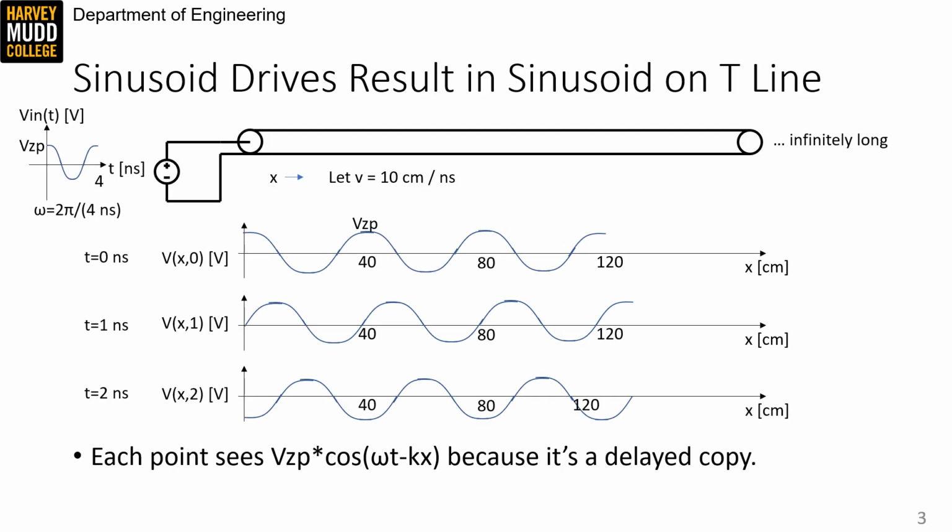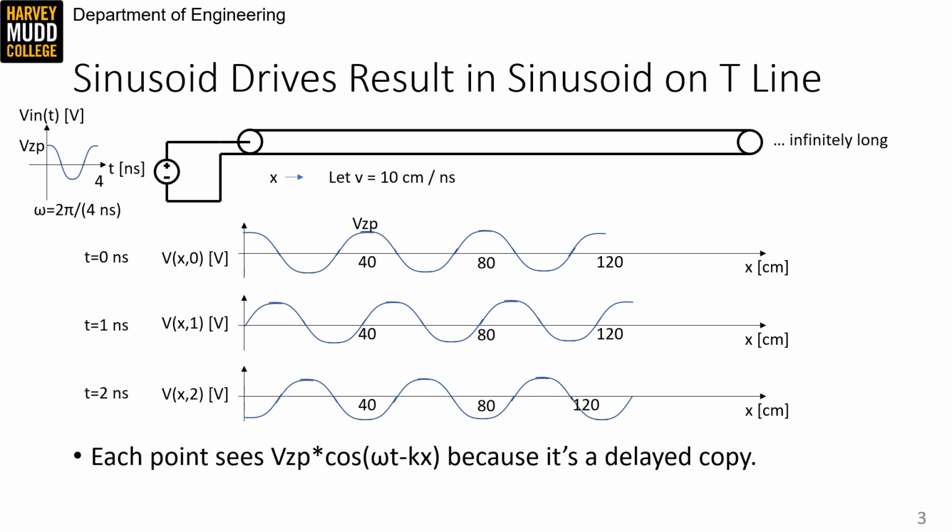I've drawn a circuit that could result in sinusoidal steady state voltages on a transmission line at the top of this page. You can see V in of t is a cosine wave here, and we'll make a mathematical formulation of it on the next page. The wave has a period of 4 nanoseconds, which is the same thing as saying it picks up 2 pi of phase in 4 nanoseconds. And that's how we calculate the angular frequency. We're also saying that V in of t has a 0 to peak voltage amplitude of VZP.